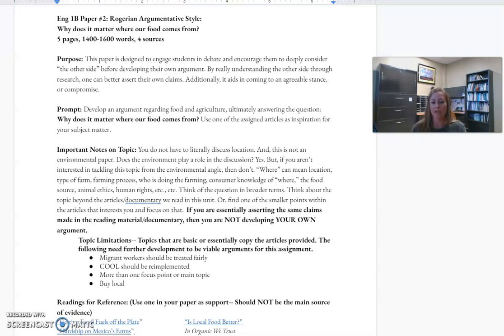So you can't just say like, oh, migrant workers should be treated fairly. Well, we know that it comes from the article Hardship on Mexico's Farms, and we know that. So what other thing are you bringing to the table that's new, that's not just going to repeat what that article talked about? Same with the other bullet points that you see there.